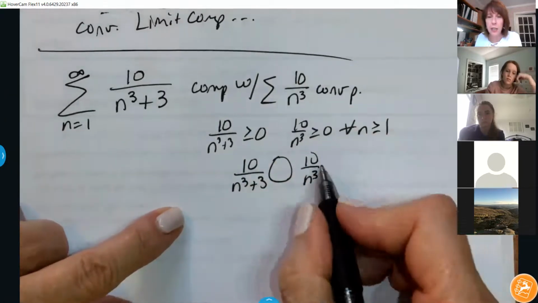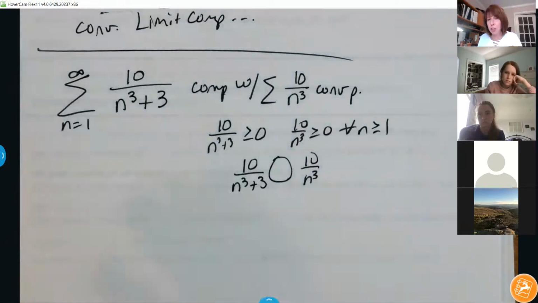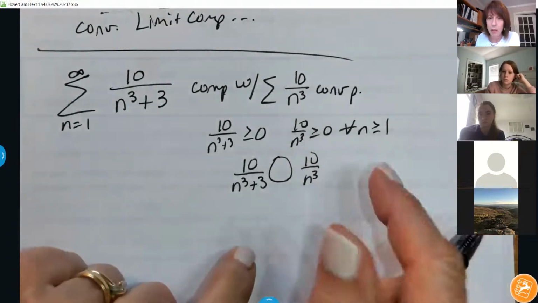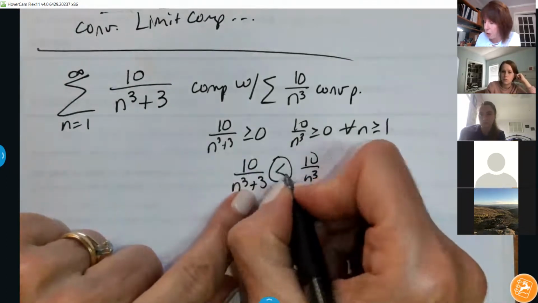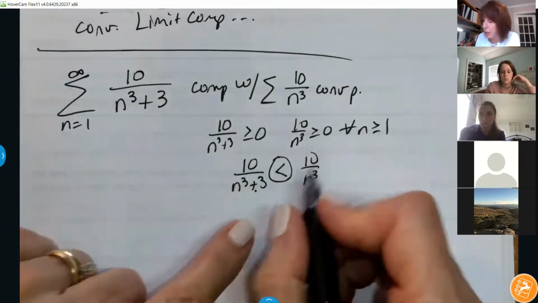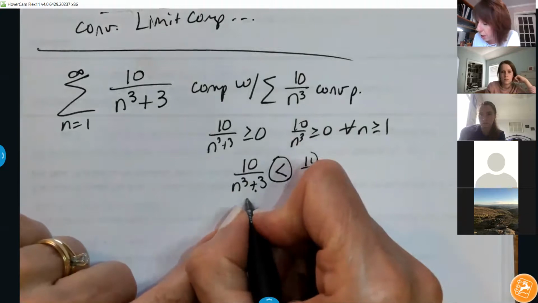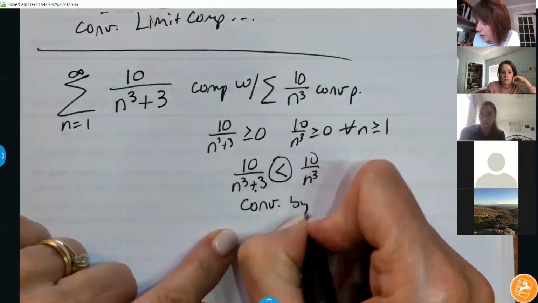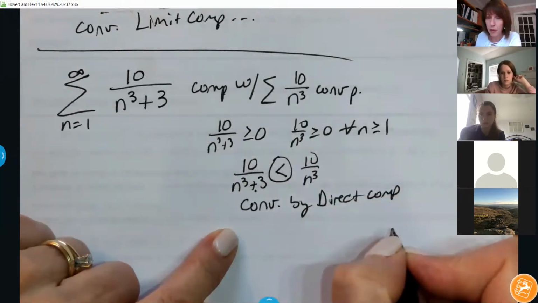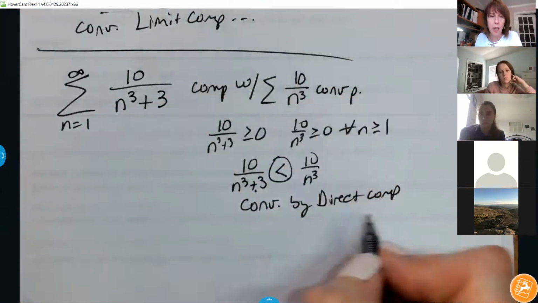And then for the direct comparison test, I would compare this one with that one. And that's what I mean. The 10 up on top is going to make it nice to directly compare. It's always nice when my numerators are the same if I'm comparing directly. So the denominator is bigger, so the whole fraction is smaller, and I'm smaller than a converging series. So smaller than a converging series converges by direct comparison with 10 over n cubed.